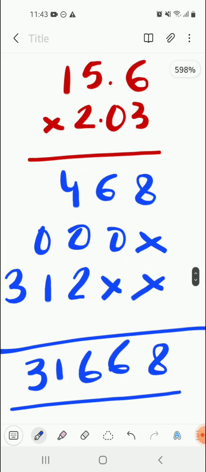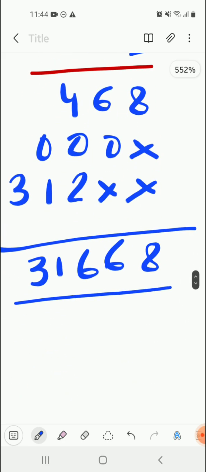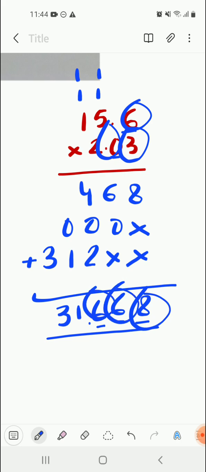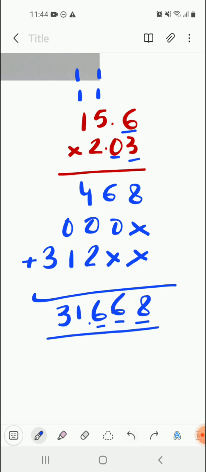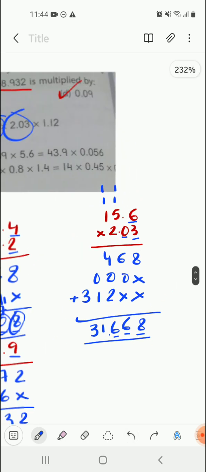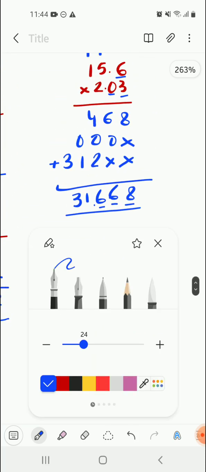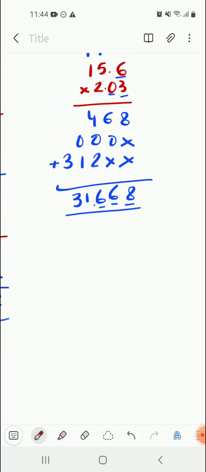So it's 31,668. So here you can see the decimal places is 1, 2 and 3. So here also the decimal place will be 1, 2 and 3, and put a decimal point right before that. So 3 decimal places. Now because it is a continued product, we need to multiply the next number. We've got 1.12. So let us multiply 1.12 along with it.